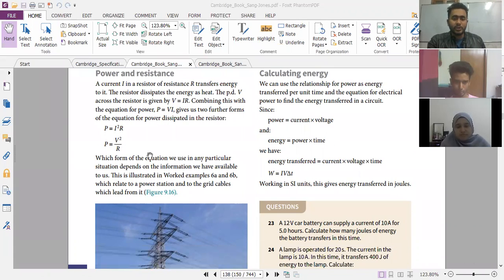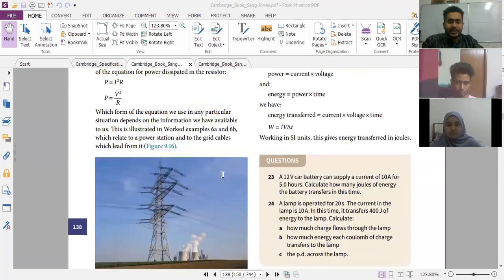Let's go forward. Which form of the equation we use in a particular situation depends on the information available to us. অর্থাৎ যে ইনফরমেশনটা দেয়া আছে, if it is I and R, we will be calculating the power. If it is V and I, we will be calculating the power. If it is V and R, we will still be able to calculate the power, right? So any 2 among the 3, VI, IR, VR, will be able to calculate the power of the object or the system. This is illustrated in worked example 6a and 6b.